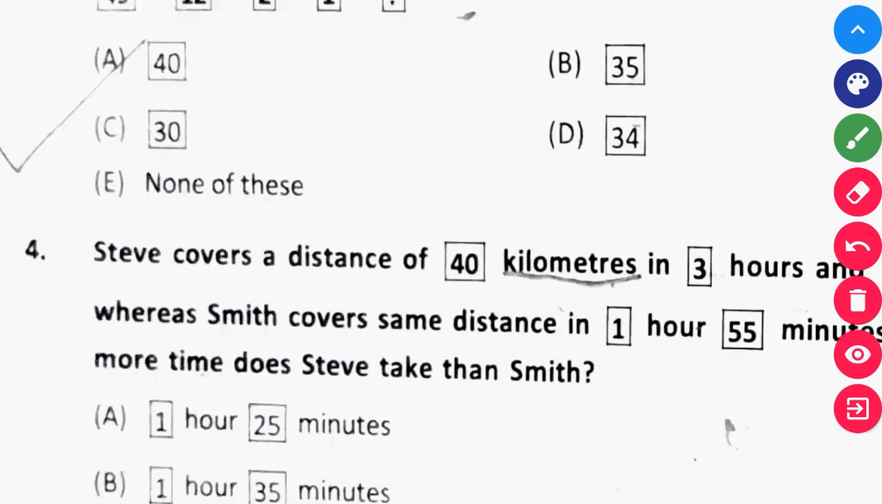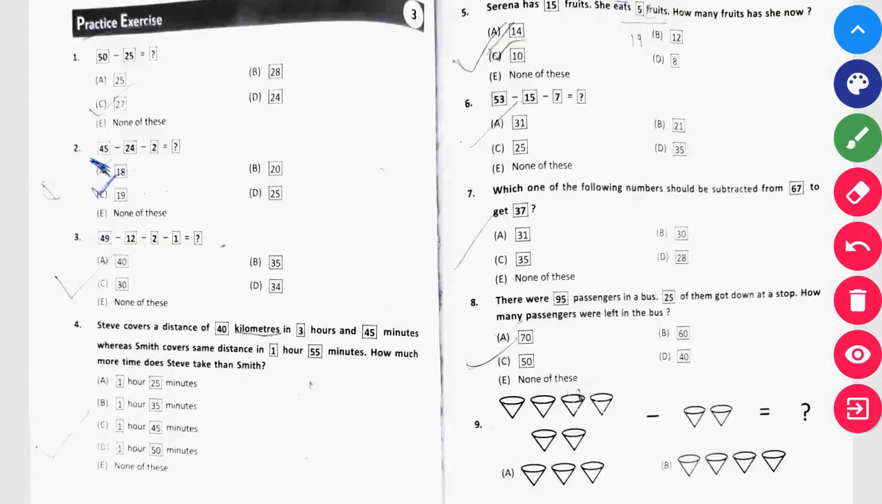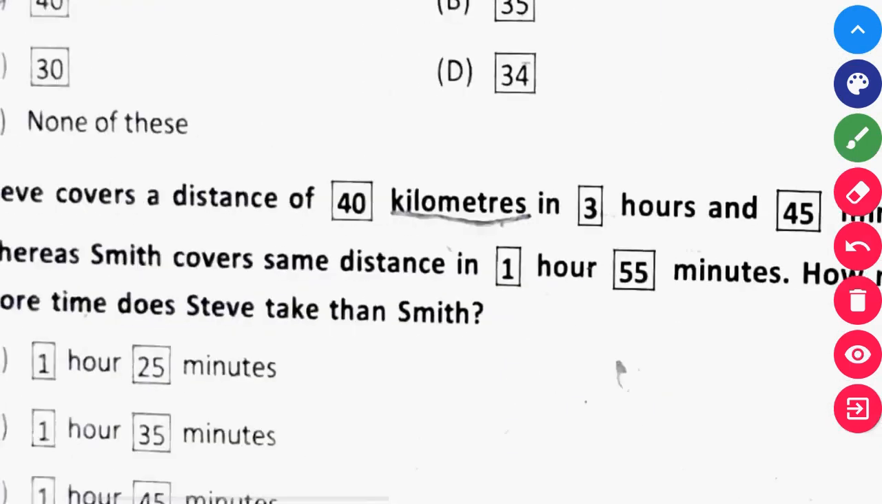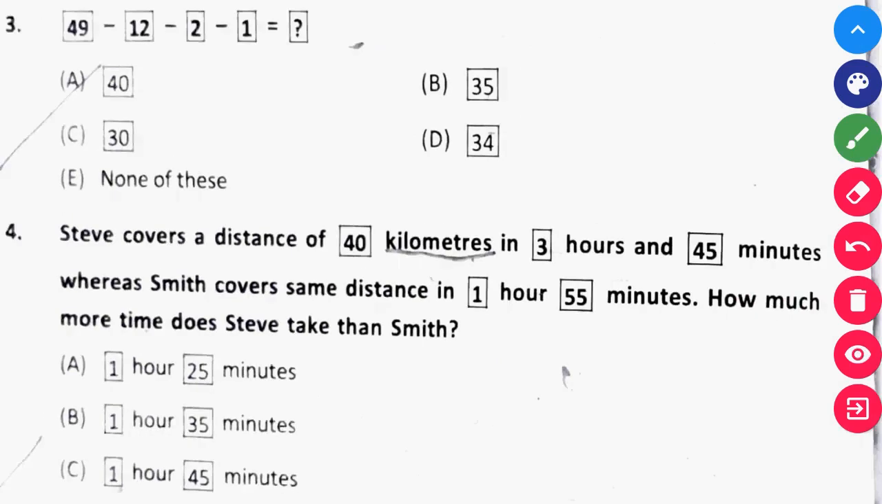Now see, Steve covers a distance of 40 kilometers in 3 hours, whereas Smith covers the distance in 1 hour 55 minutes. How much more time does Steve take than Smith? Means how much more time Steve takes than Smith, because Smith covers the distance in lesser time than Steve. So 40 kilometers we have to ignore. What time Steve takes to cover the distance is important for us, and here also what time Smith takes to cover the distance is important for us.